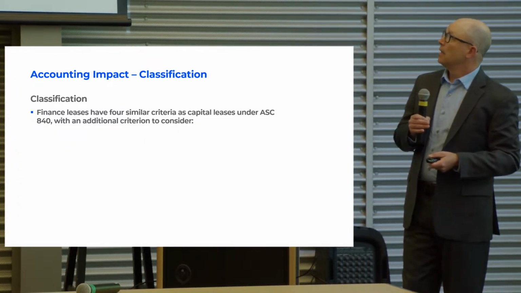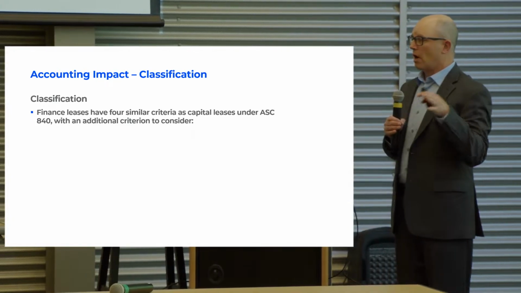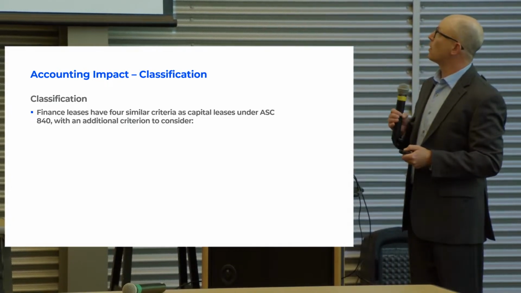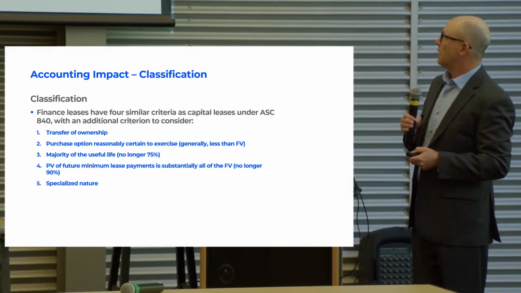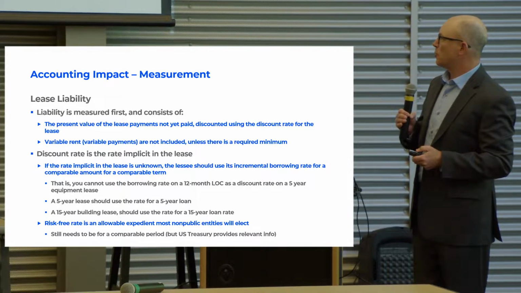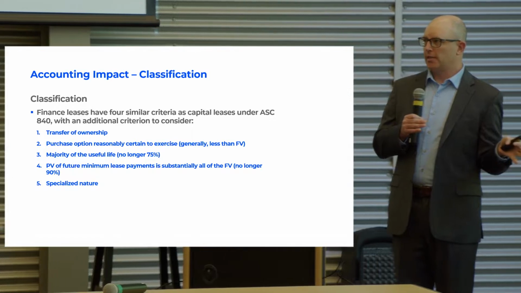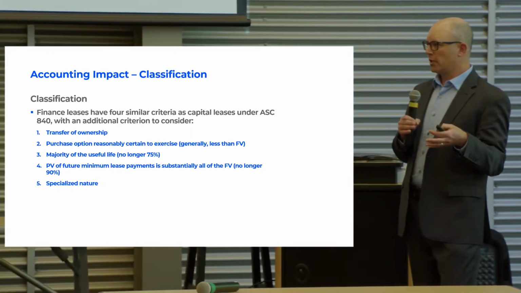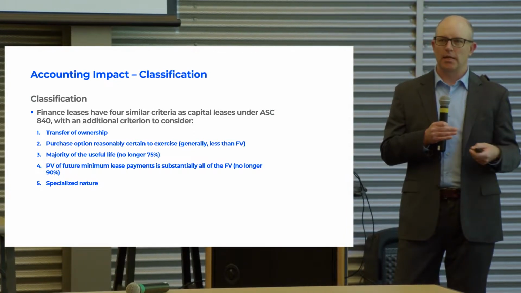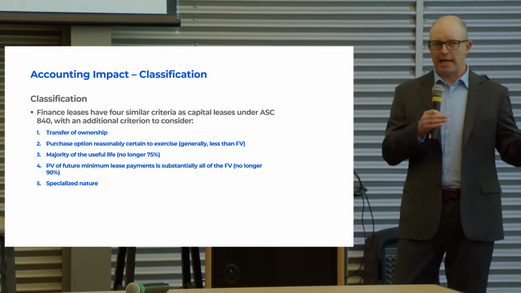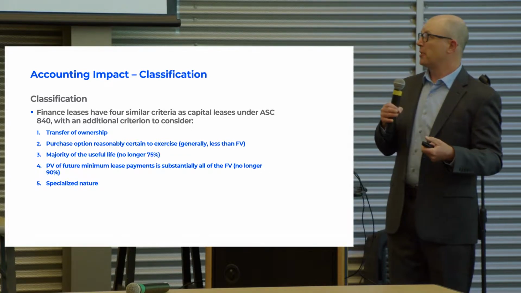So we're going to talk a little bit about classification. You heard me use the words operating and capital leases. Those are going away, and they're being replaced. Operating leases will still be operating leases, but not in the sense that we're used to, where they're off balance sheet. Now, operating leases are going to be capitalized, and capital leases won't be called capital leases anymore because all leases will be capitalized. They'll be called finance leases.